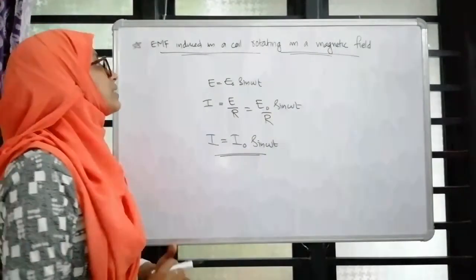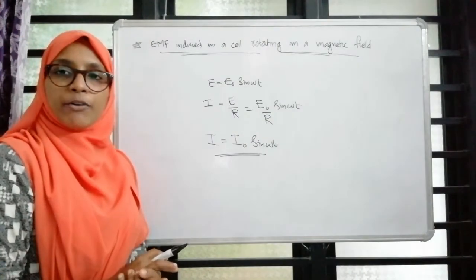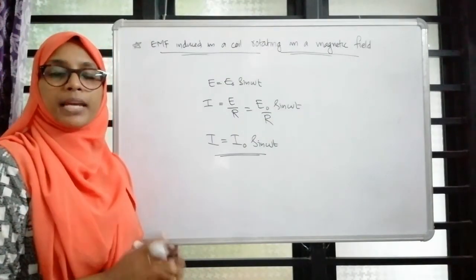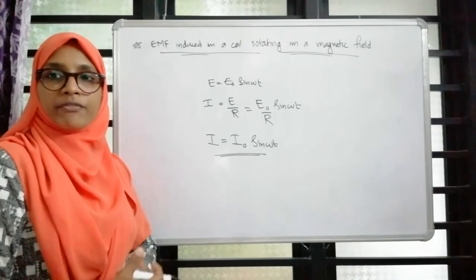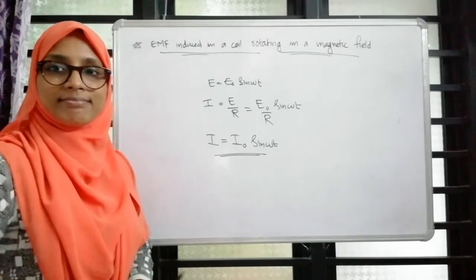Thank you. That is the EMF induced in a coil rotating in a magnetic field. Now we have to study more characteristics, the peak value, maximum value and mean value of the alternating EMF, in the next class. Thank you.